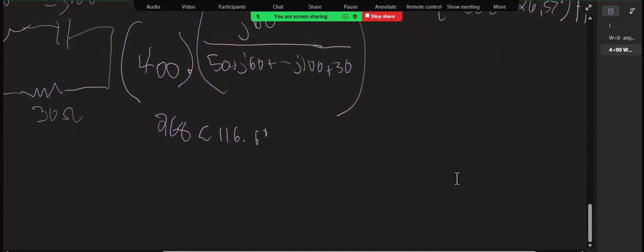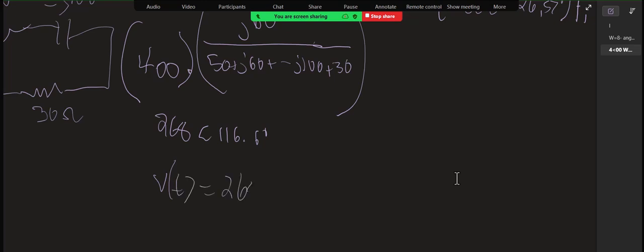And then my voltage, v of t, would be 268 cosine 500t plus 116.6 volts. Okay, any questions on this one?